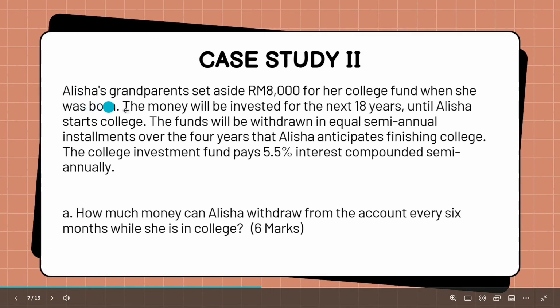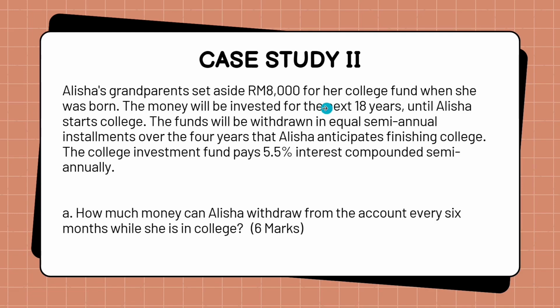Alisha's grandparents set aside 8,000 ringgit for her college fund when she was born. The money will be invested for the next 18 years until Alisha starts college. The funds will be withdrawn in equal semi-annual installments over the 4 years that Alisha anticipates finishing college. The college investment fund pays 5.5% interest compounded semi-annually. Question A. How much money can Alisha withdraw from the account every 6 months while she is in college?